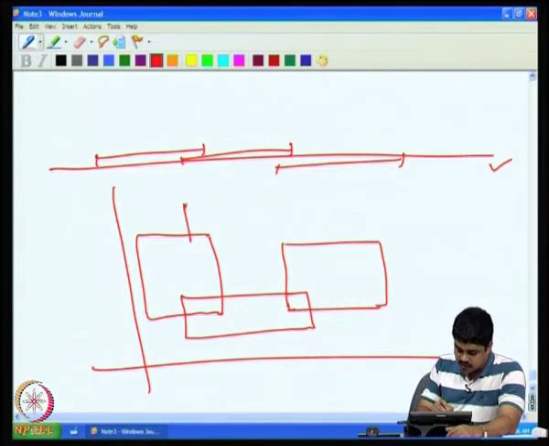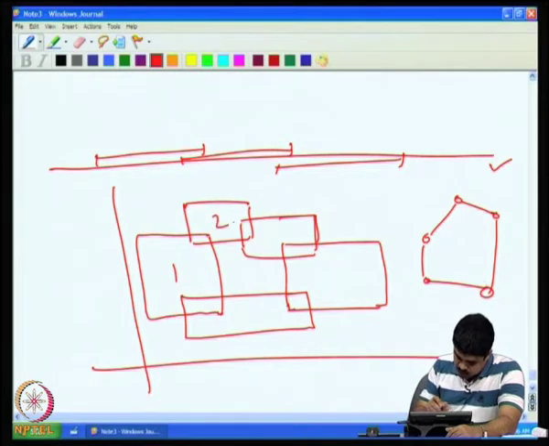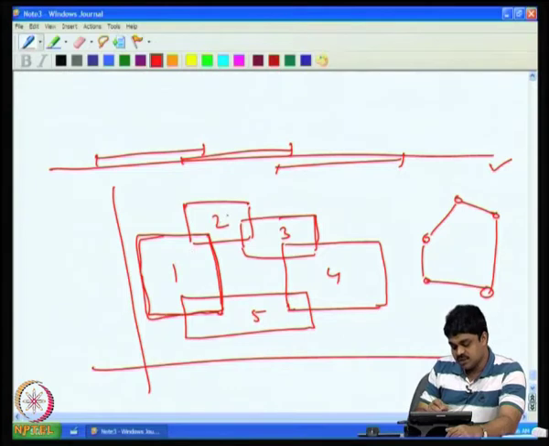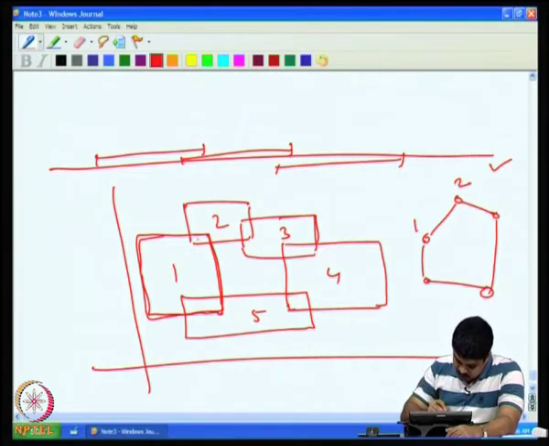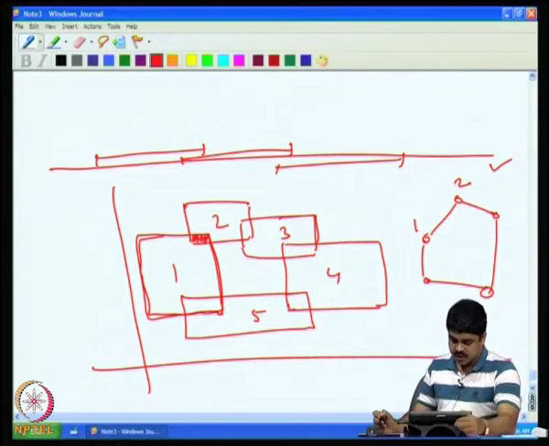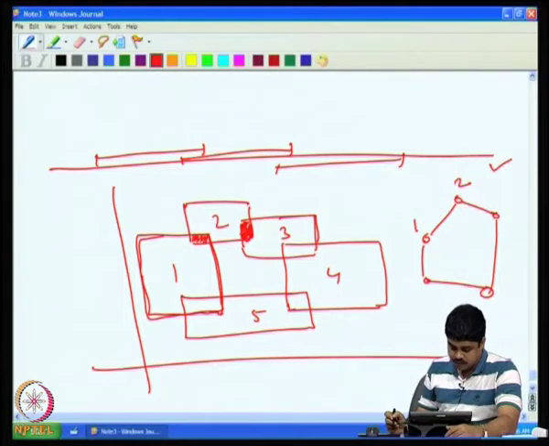Interesting. For instance, if you take a cycle, you can represent it like this, a 5 cycle. This is 1, this is 2, this is 3, this is 4, this is 5. Corresponding to each vertex, we place an axis parallel rectangle, and we allow them to intersect only when there is an edge between them. For instance, 1 and 2 intersect because they are adjacent. Similarly, 2 and 3 are made to intersect.